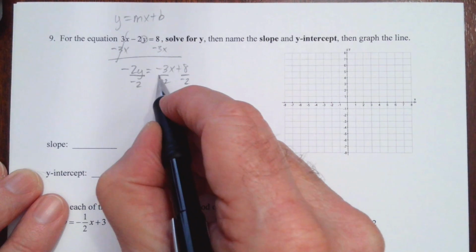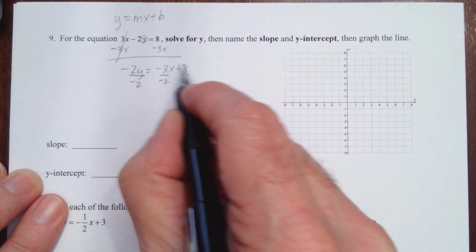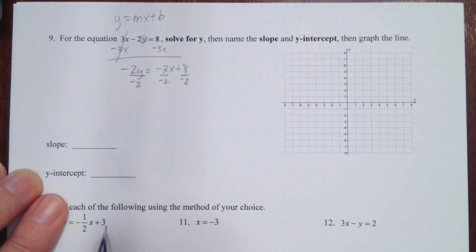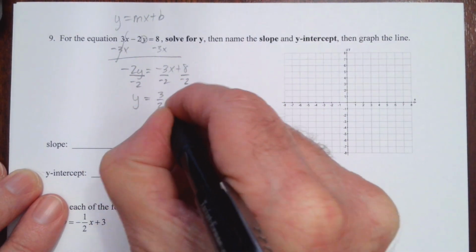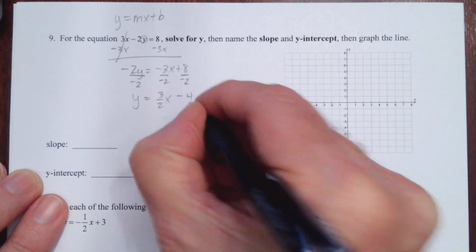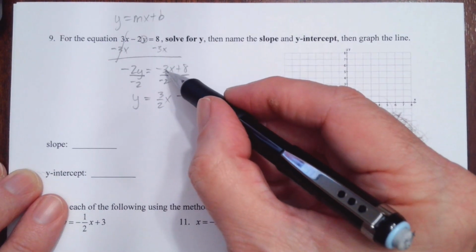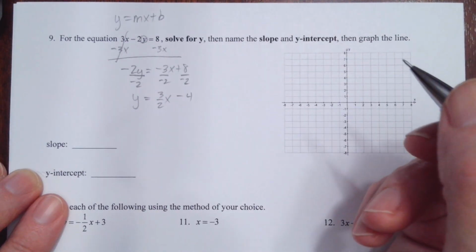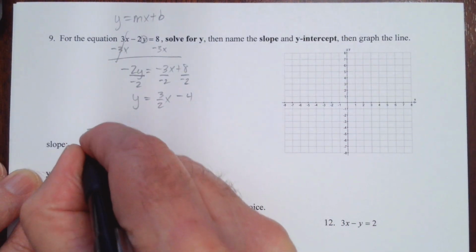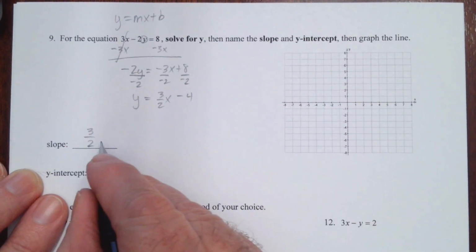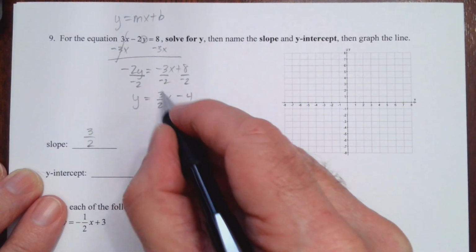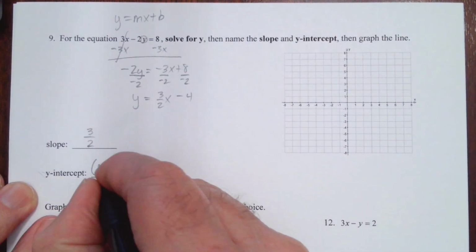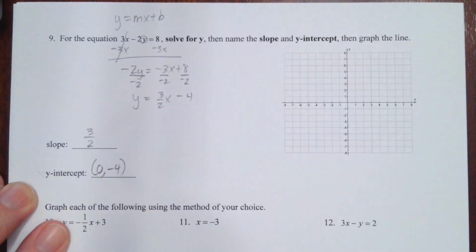You could divide this whole thing by negative 2 and then rewrite it like this. I'm just saving a step there. This becomes y equals 3/2 x minus 4. Remember, a negative divided by negative is a positive. So our slope is 3/2. No x, just the 3/2. The slope is always the number in front of x. And the y-intercept is 0, negative 4.